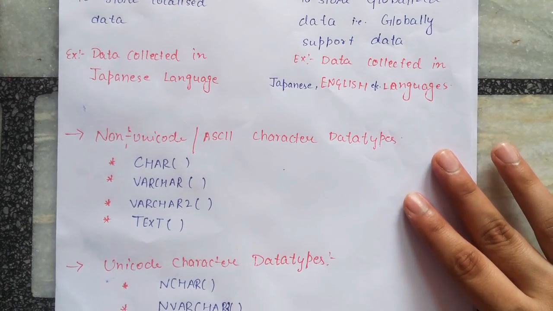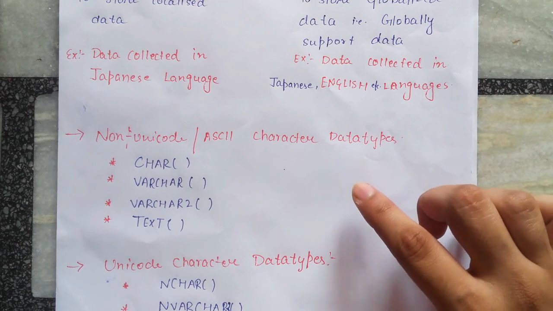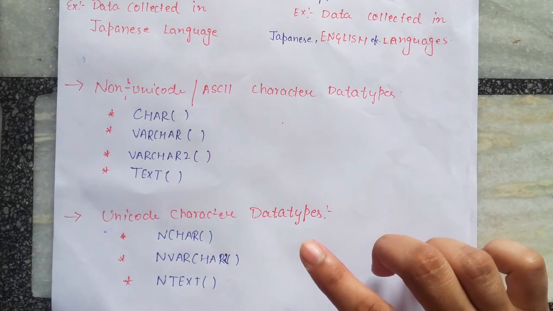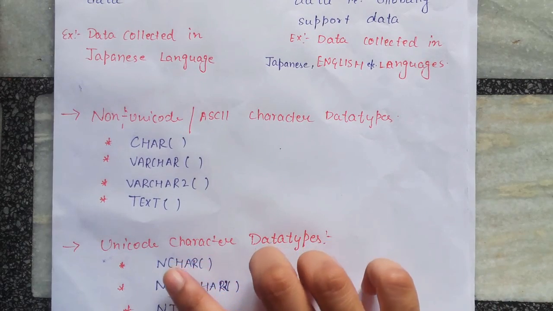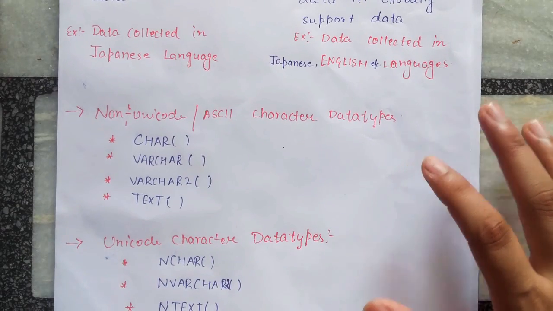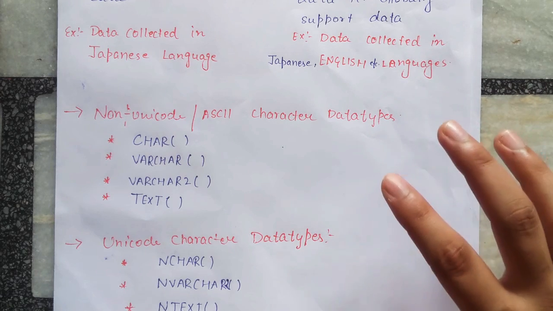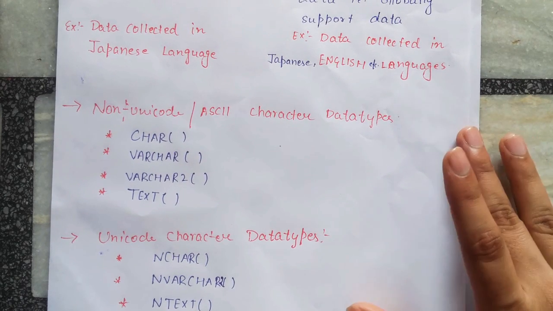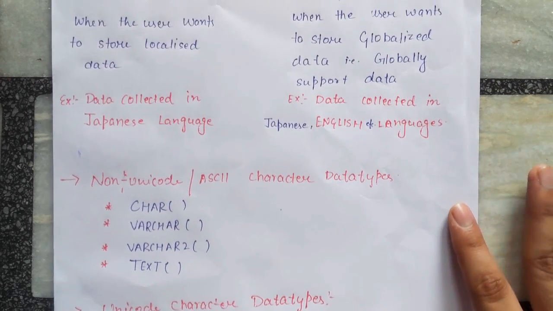Now, the non-Unicode or ASCII character data types are char, varchar, varchar2, and text. The Unicode character data types are nvarchar, nchar, and ntext. There are no more differences between these two, except that all the Unicode data types are preceded by an n, while the non-Unicode ones are not. Otherwise the working is the same: nchar and char, varchar and nvarchar, varchar2 and nvarchar2 work the same way. So this is the basic difference between Unicode and non-Unicode data types. Thank you for watching the video.